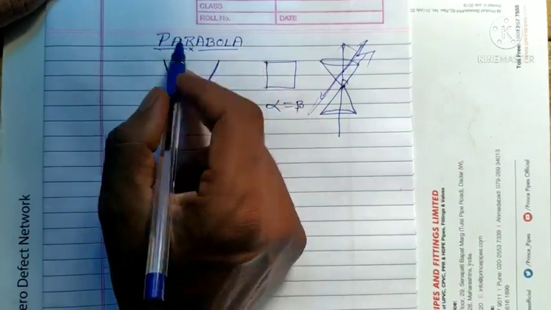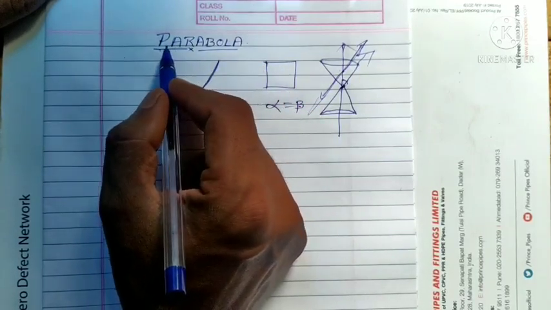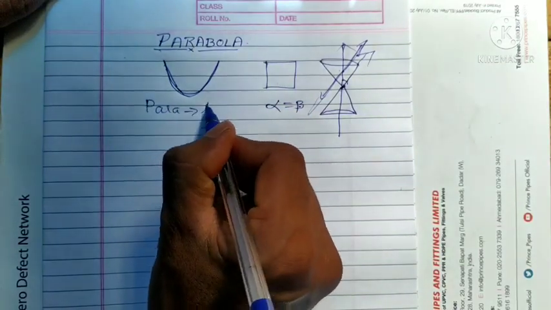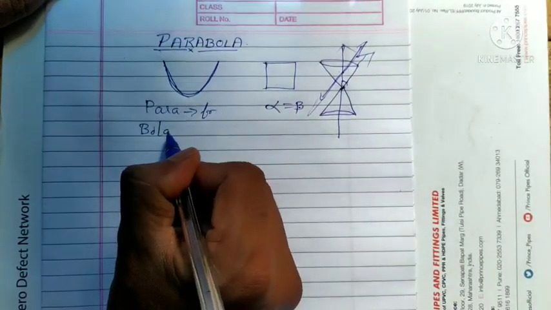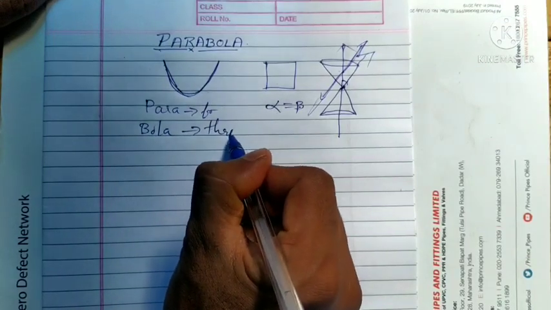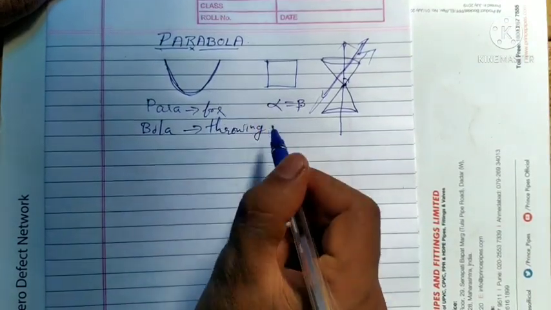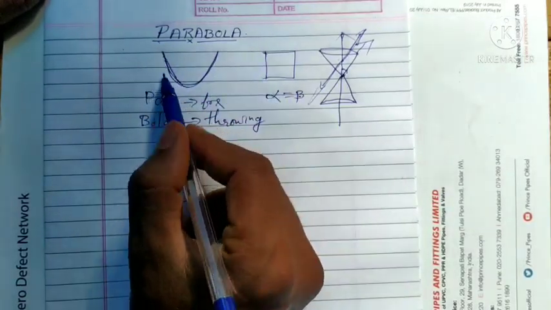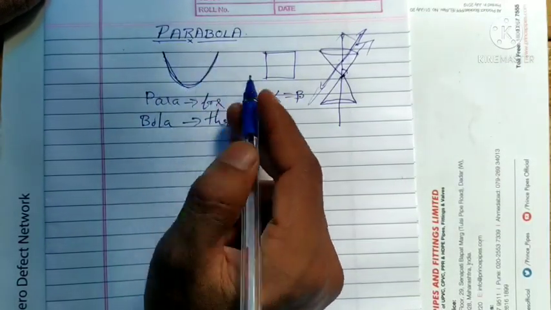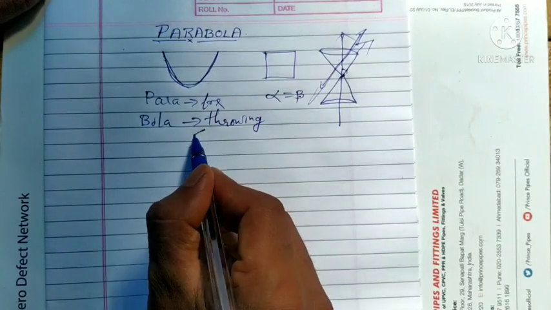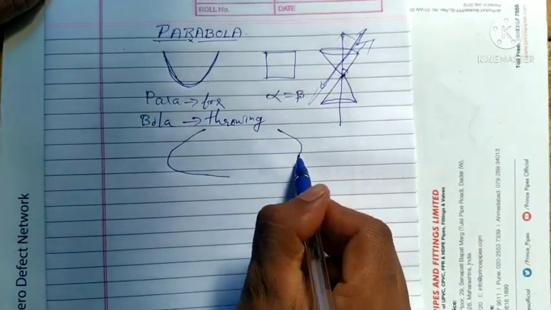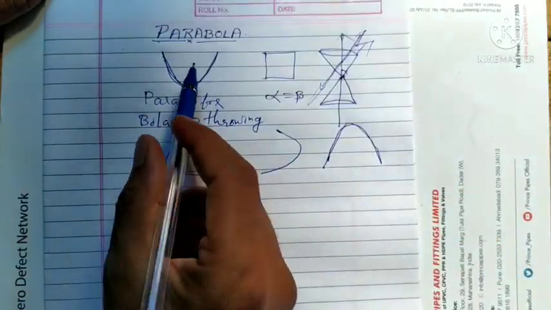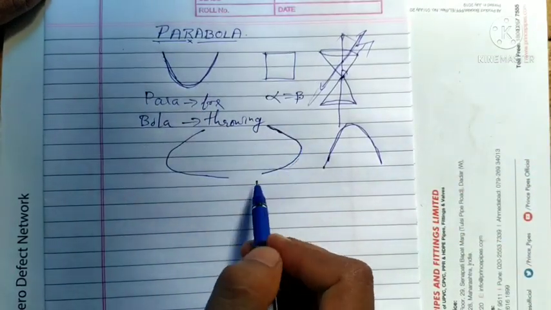There is a meaning for the word parabola: para means for and bola means throwing. So that is the shape obtained when a ball or an object is thrown in space. Similarly, it may be like this, and any such shape is called a parabola, which takes this path.